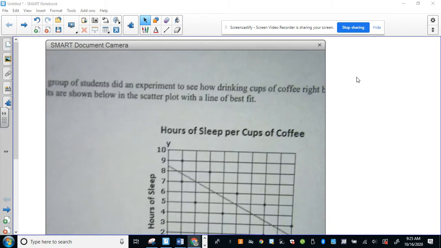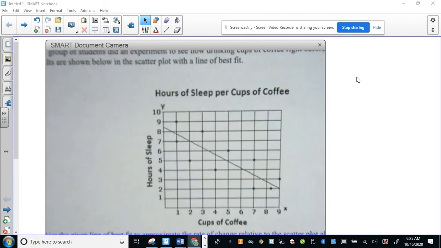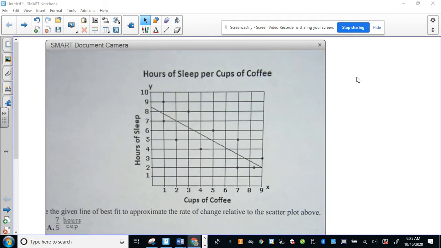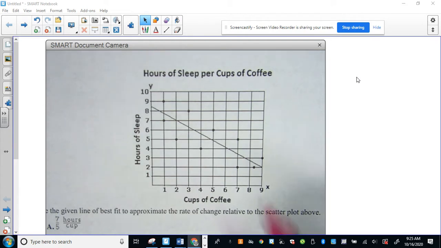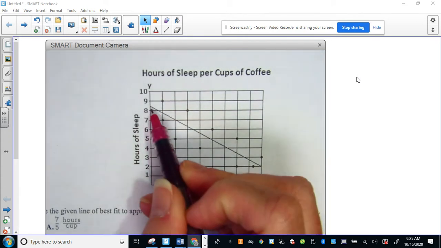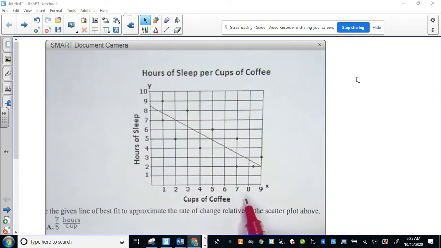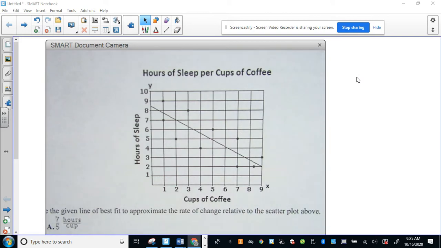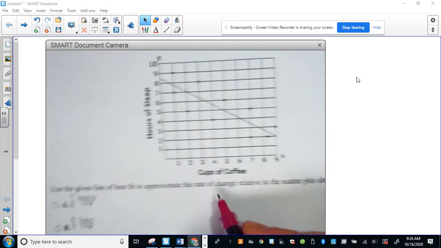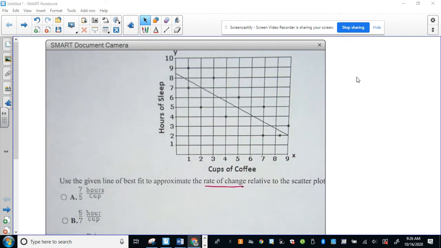Number 4, the number of hours of sleep per cup of coffee. So if you have no coffee, it looks like this person's going to sleep about 8.5 hours. And the more coffee they drink, obviously it's caffeinated, they're getting less hours of sleep. So we want to know a rate of change.